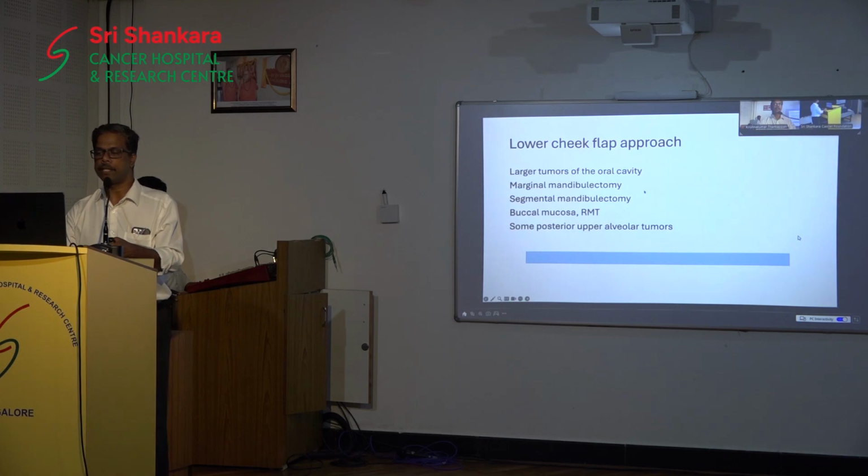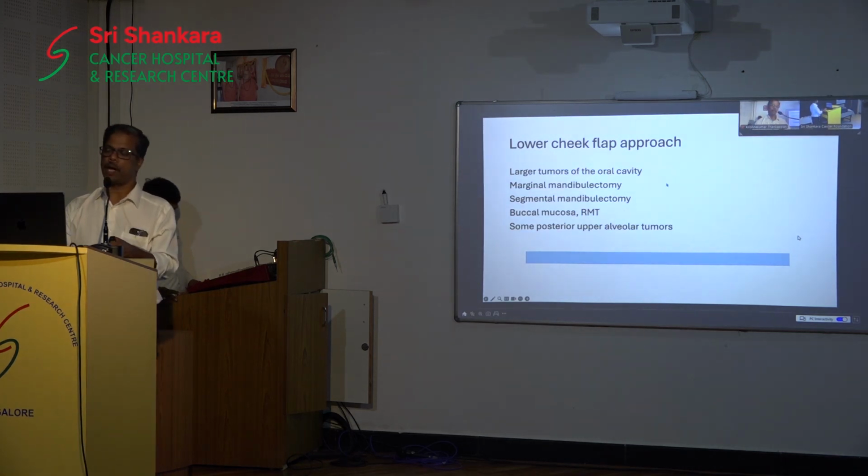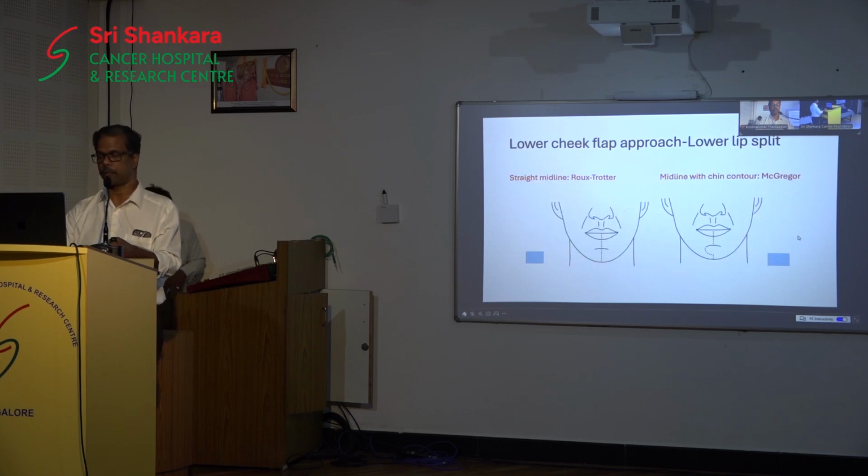Now coming to the lower cheek flap approach, it's used for the larger tumors of the oral cavity, marginal mandibulectomy, segmental mandibulectomy, buccal mucosa, and some posterior upper alveolar tumors when we do a mandibulotomy approach for maxillectomy type of tumors. So the lower lip split can be a midline lower lip split, or an angle split, or it can be tailored along the involved skin.